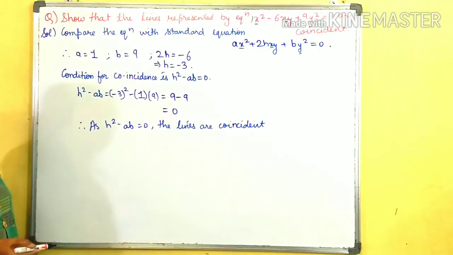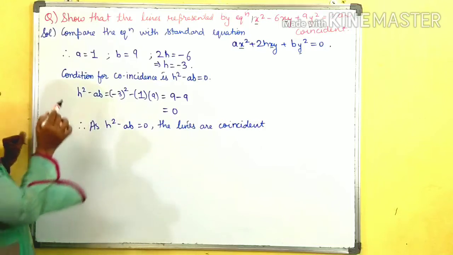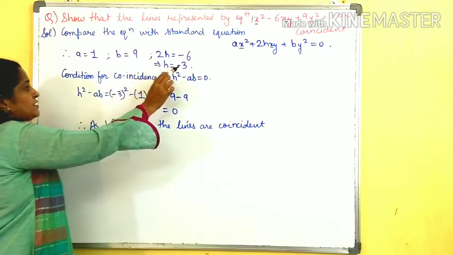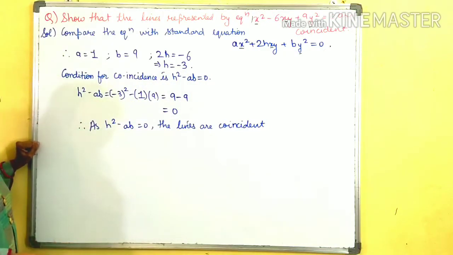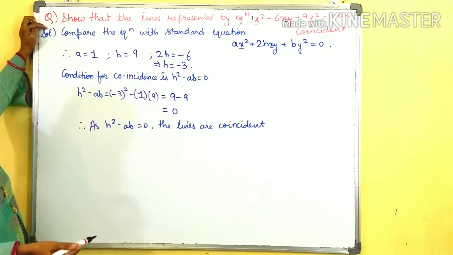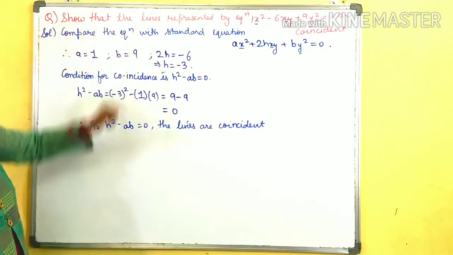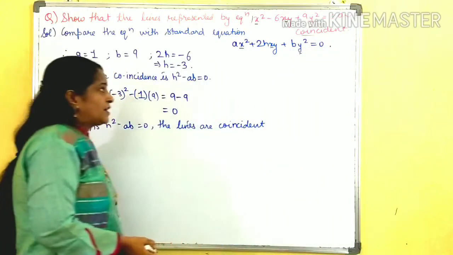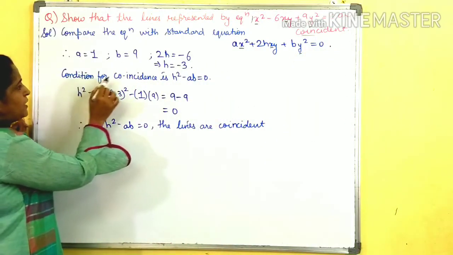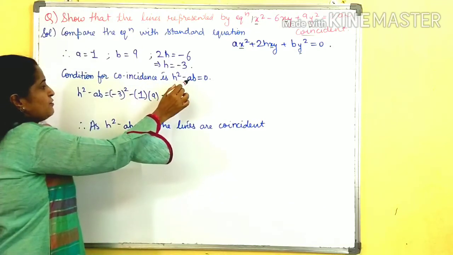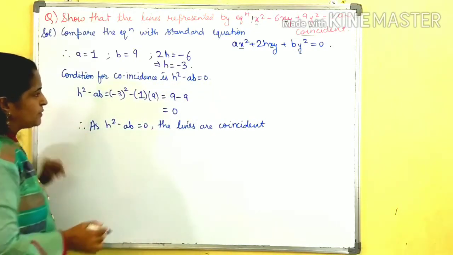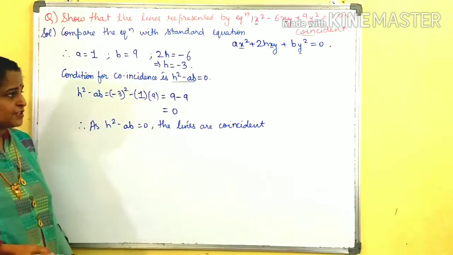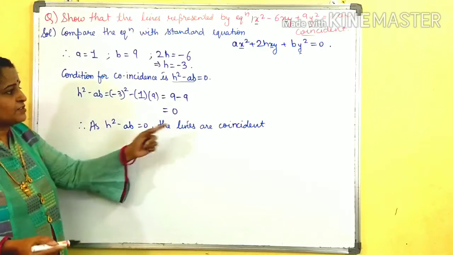Now on comparing these two equations, we get the value as a is equal to 1, b is equal to 9 and h is equal to minus 3. What is your question? Question is to show that the equation represents coincident line. The condition for coincident line is h square minus ab is equal to 0. Means if you get the value of h square minus ab is equal to 0, then those lines are coincident lines.